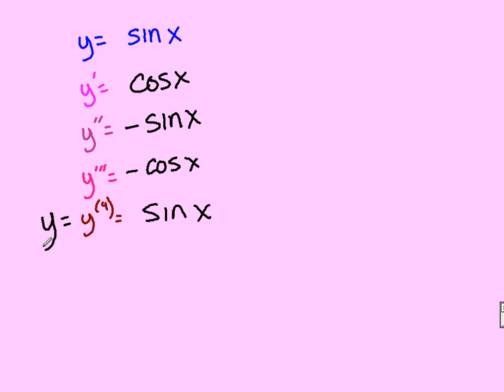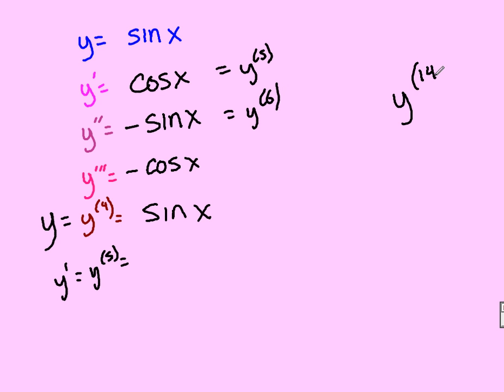So guess what? If I did another derivative, the fifth derivative, that's going to be the exact same as y prime. It's going to just keep on repeating over and over again. So this is the same as the fifth derivative, y to the fifth prime. This is the same as the sixth. So I could even figure out, what if I want to know what the 14th derivative would be?